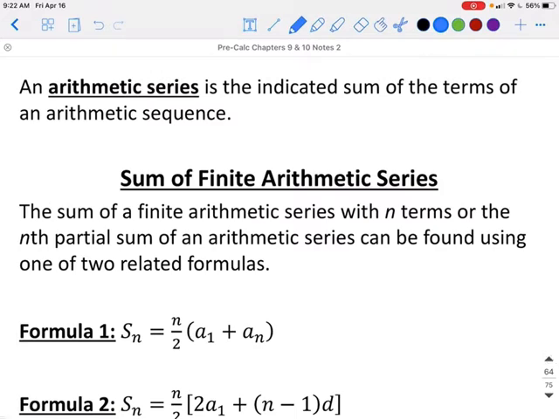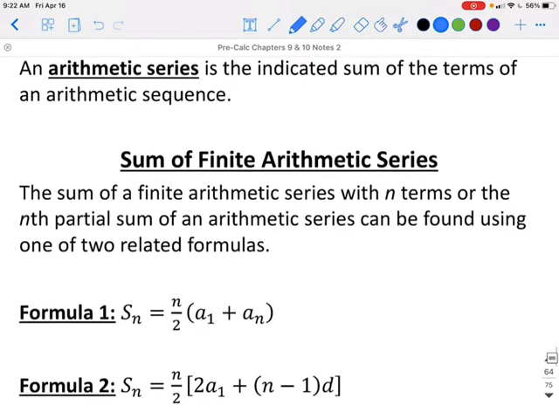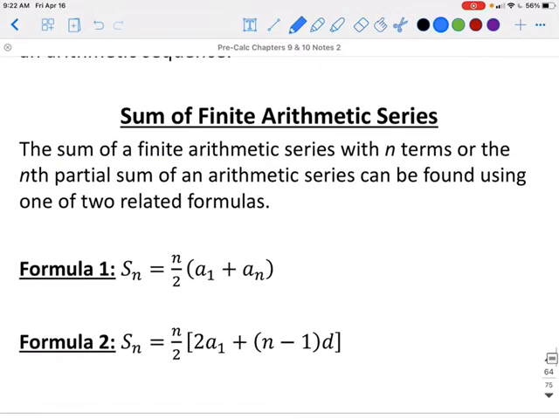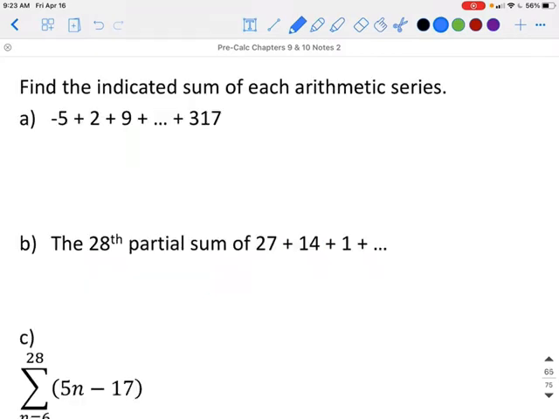So we're also going to look at arithmetic series. An arithmetic series is the indicated sum of the terms of an arithmetic sequence. So the sum of a finite arithmetic series with n terms, or the nth partial sum of an arithmetic series, can be found using one of two formulas. You're going to determine which formula you need based on which information you are given. If you know the first term and the last term, and you know how many terms there are, you'll use formula 1. If you know the number of terms, the first term, and the common difference, then you will use formula 2.